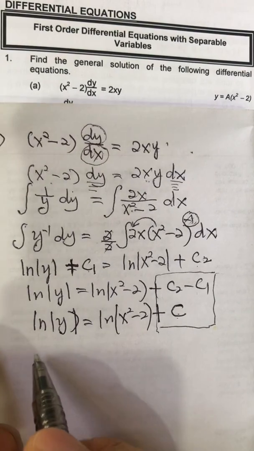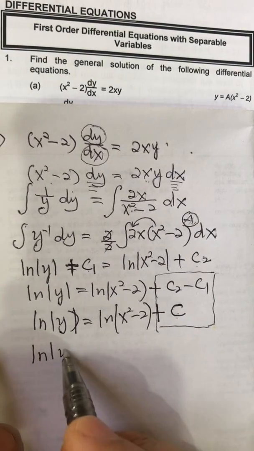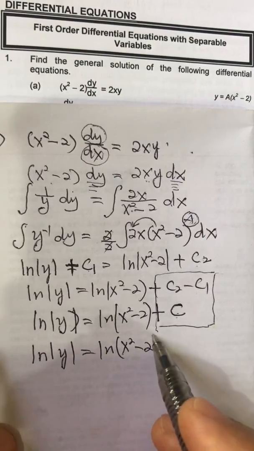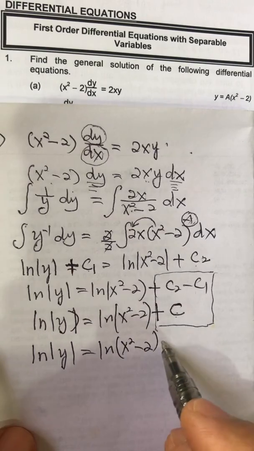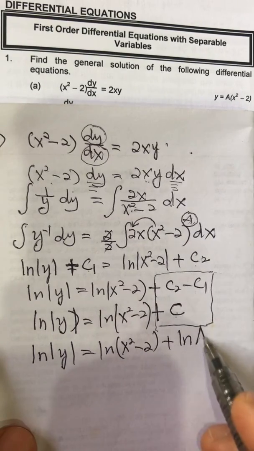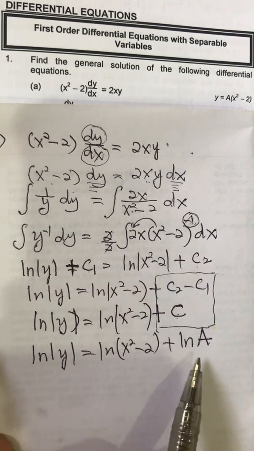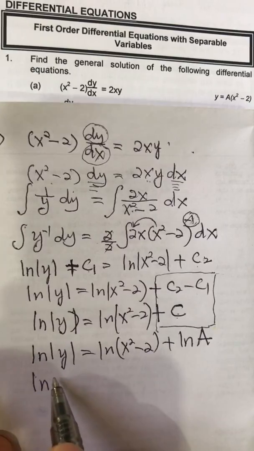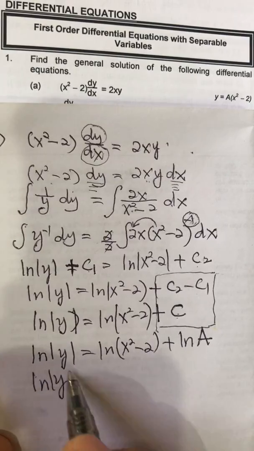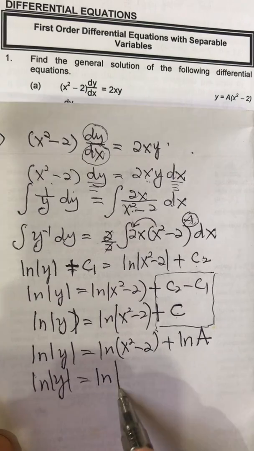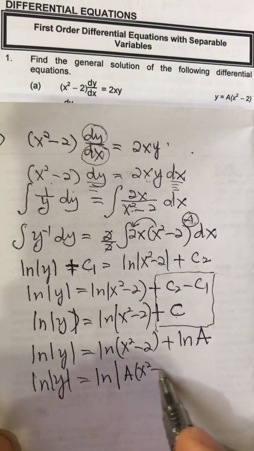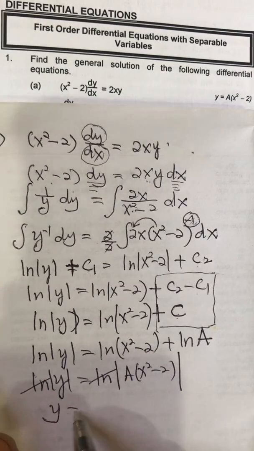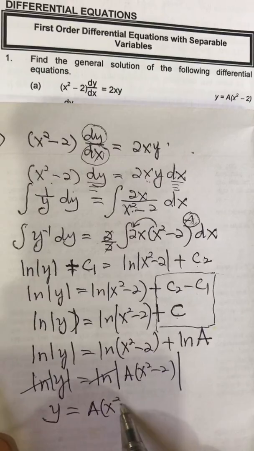After that, we simplify. Since we have all the terms in ln, this constant we can also write in ln, as ln a. That means it's a constant as well. Now we can simplify using the logarithmic rules. ln y equals ln of a times x squared minus 2. We can cancel the ln, and you get y equals a times x squared minus 2.